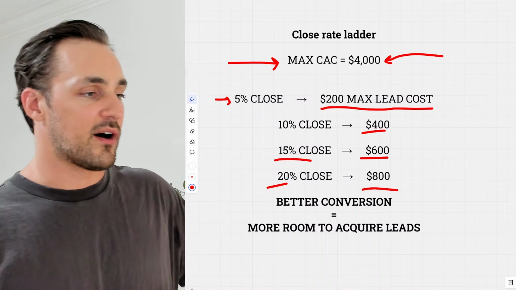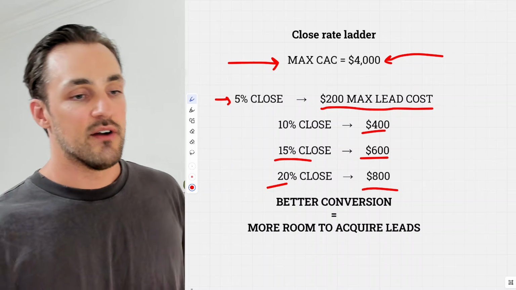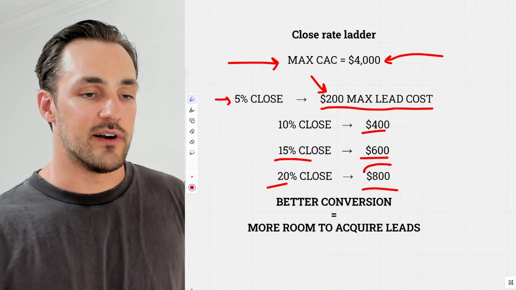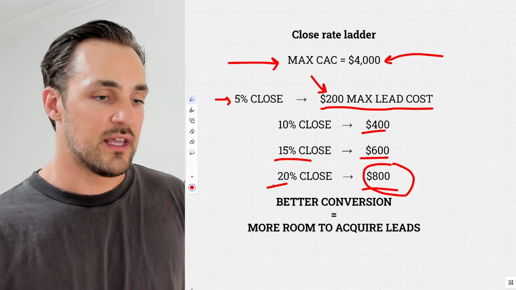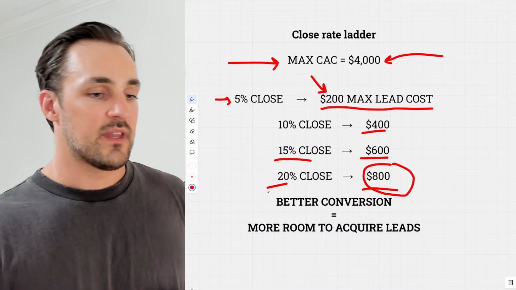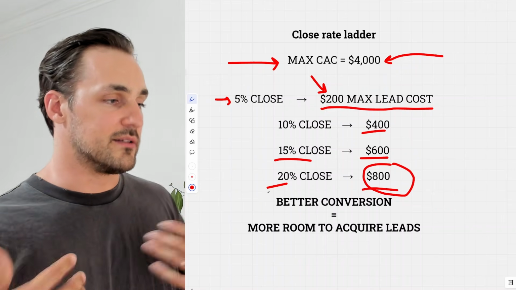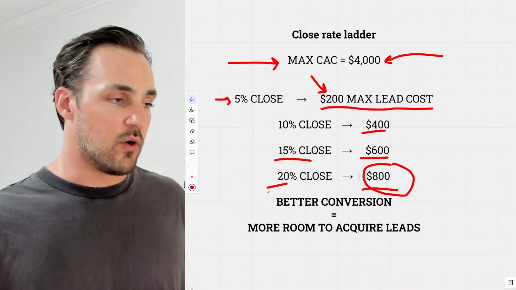And that moved our economic lead cost ceiling from $200 on the front end to $800 when you get your close rate up. Ultimately, the lesson here: better conversion equals more room to acquire leads. And so, quality over quantity, right?